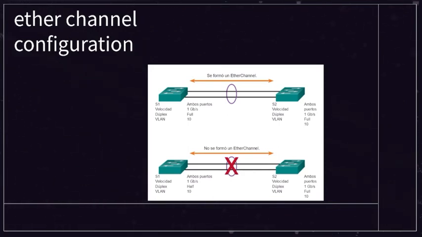PAgP packets are sent every 30 seconds. PAgP checks configuration consistency and manages the links that are added, as well as failures between two switches. When an EtherChannel is created, it ensures that all ports have the same configuration type.